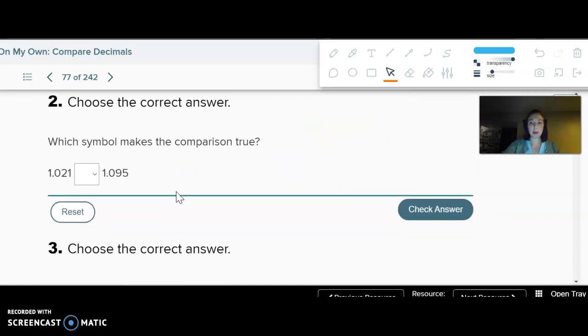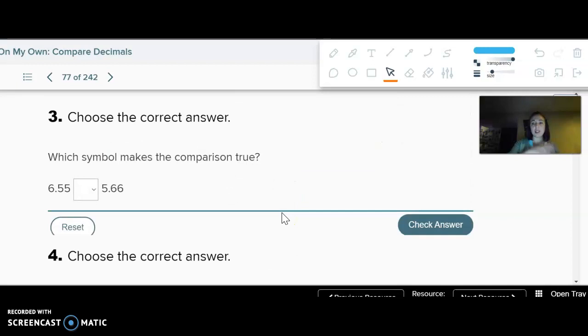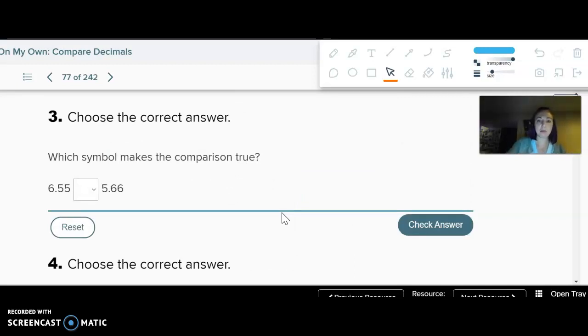All right, again, pick the right one. Okay, hopefully we said 1 and 21 thousandths is less than 1 and 95 thousandths. Okay, if you need me to write these down for you, by all means, pause it and call me over. I don't want to spend too long because I know some of us probably get it. I do want to just show you some more examples, though. So I'm trying to find the balance of going fast enough, but not too fast. If I'm going too fast for you, let me know. Go ahead and pick this one.